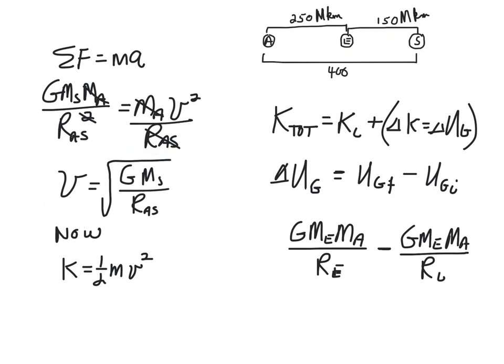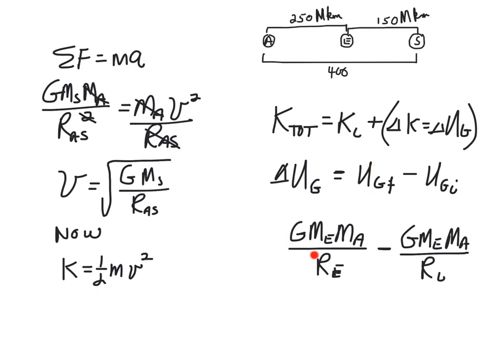Once we have the velocity, now we can find out how much kinetic energy it has out here. But when it falls in, its total kinetic energy is going to go up, because it's going to have that initial kinetic energy plus the additional kinetic energy of the gravitational potential energy that it loses going from here to here. That's going to turn into kinetic energy. And so for that, you use this equation.